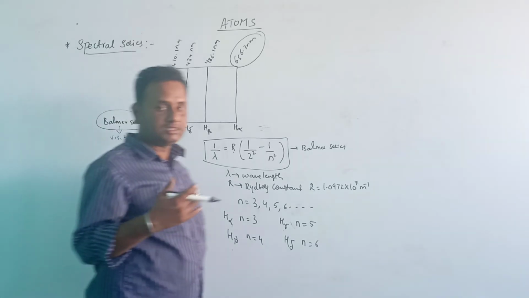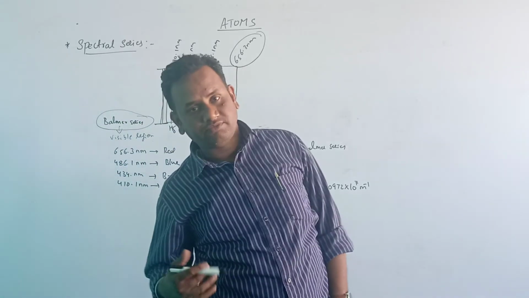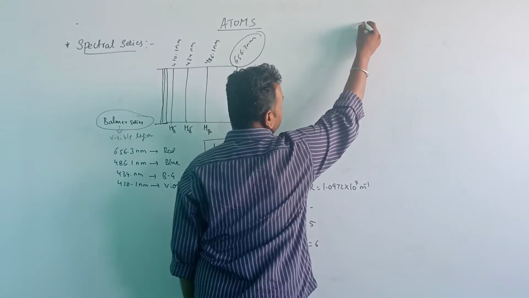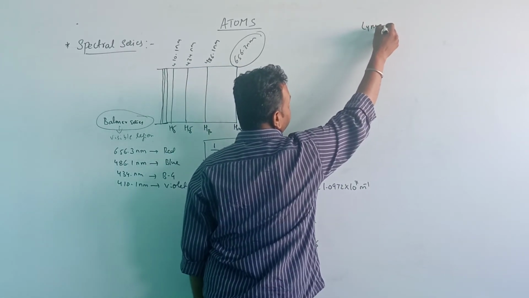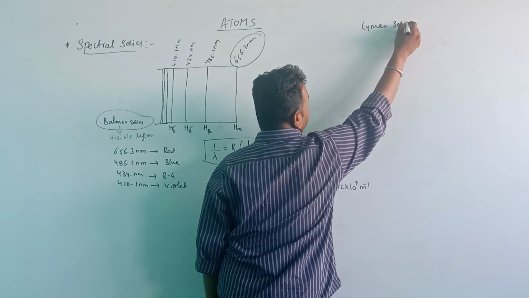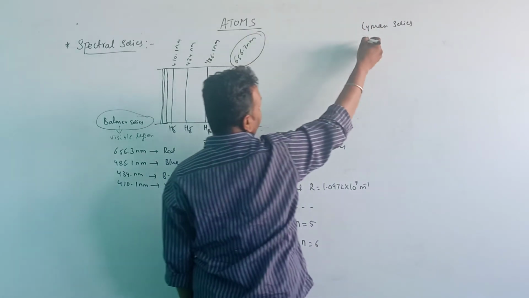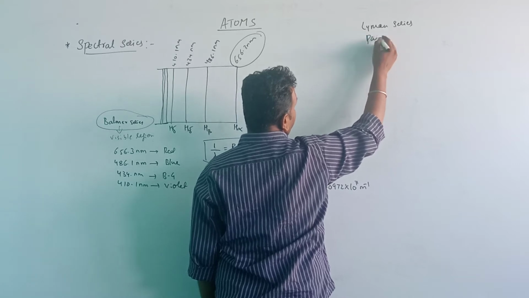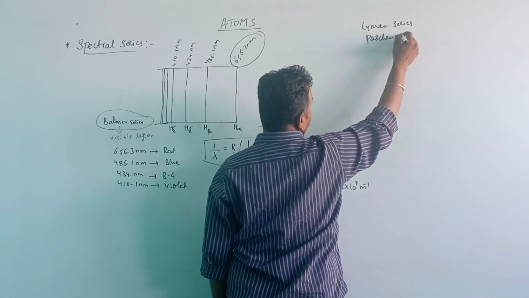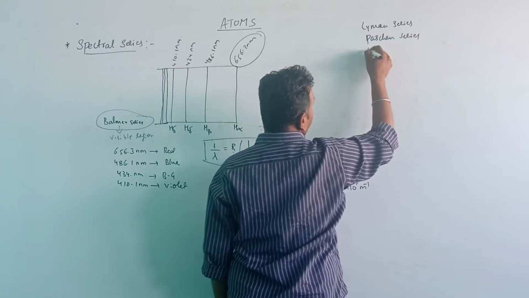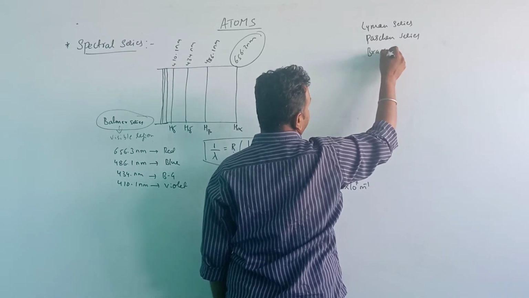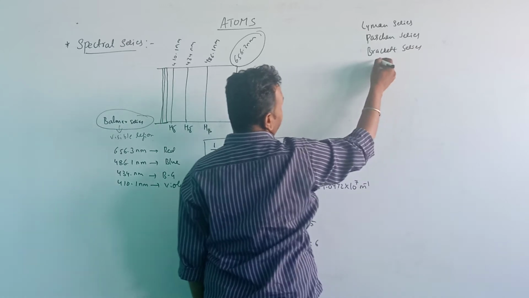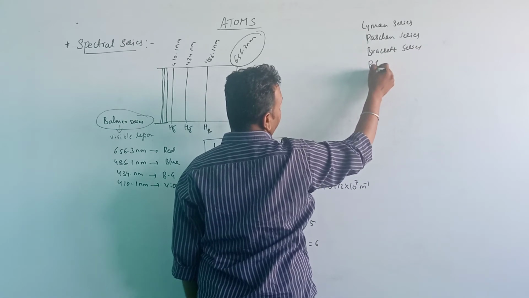Other than the Balmer series, we have different series named the Lyman series, Paschen series, Brackett series, and Pfund series.